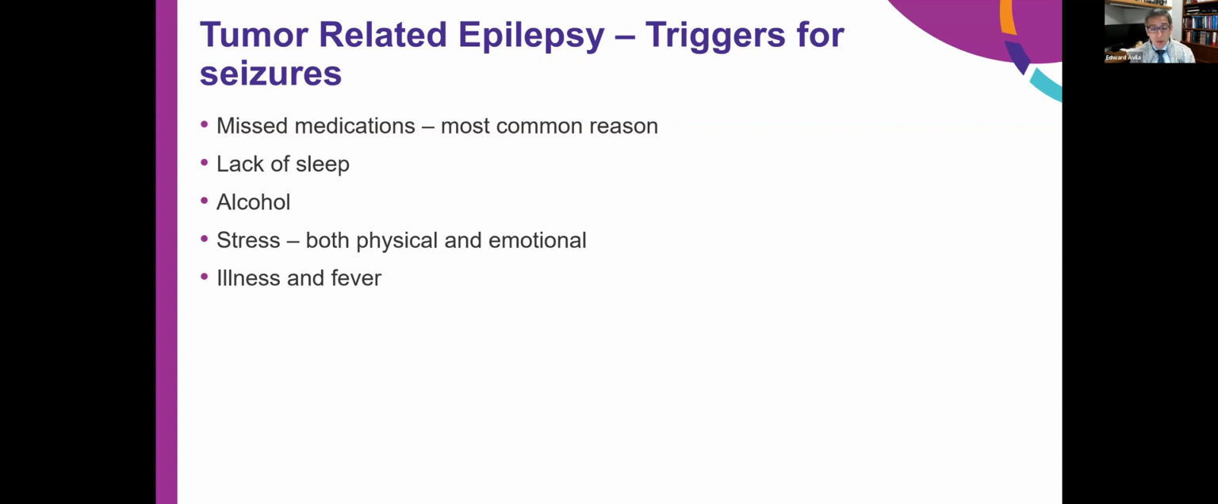Stress, both physical and emotional. So emotional stress, stressful situations either at work, perhaps, familial stress at home with a spouse or with children or with parents can provoke seizures.